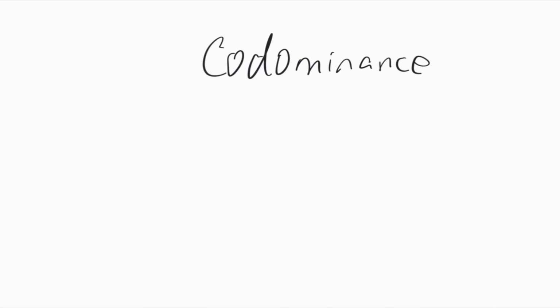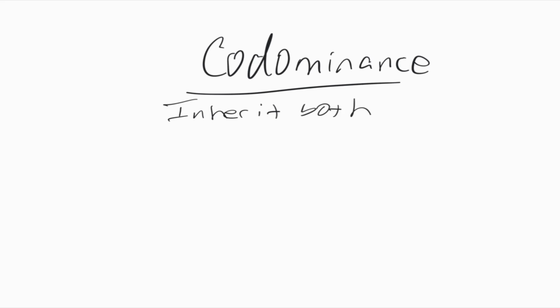Okay, example number 2 is going to be entitled codominance. This one is very interesting. In codominance, the phenotype of the offspring shows a visible mixture of both parents. In other words, you will inherit both traits. Again, the phenotype of the offspring shows a visible mixture of both of the parents' traits. Our example is going to be blood type. Blood type is a very good example of codominance.